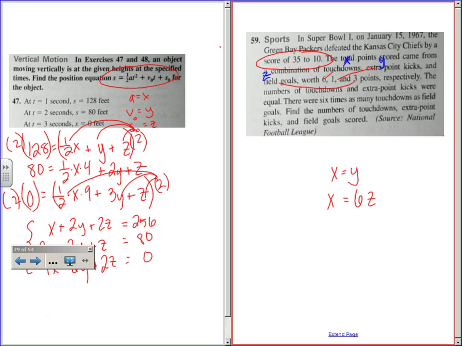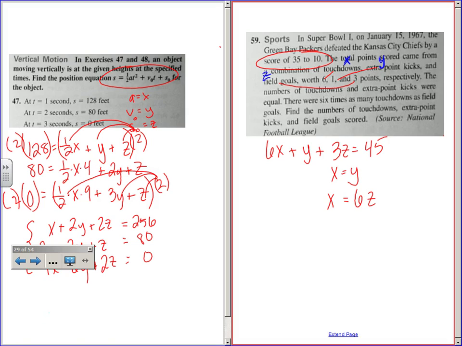The score: every touchdown got 6 points, every extra point kick got 1 point, and every field goal got 3 points, totaling the points of the game. Does that make sense? You have to have 3 clues with 3 unknowns. Now some of you could play with this.